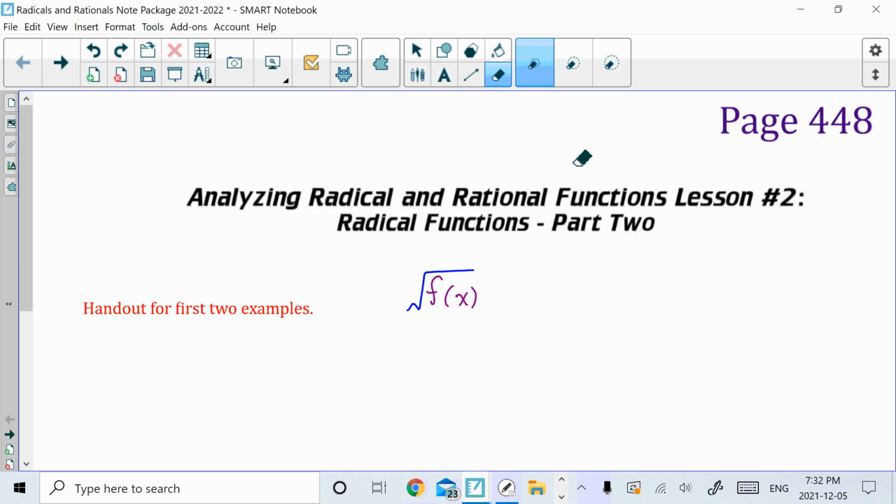Hi Math 30s. This video is going to be on lesson 2 on page 448 of your workbook, and we're going to be analyzing the graphs of radical functions. So essentially taking a function and putting it underneath a radical sign. How I'm going to start though is with two examples that are not in your workbook.